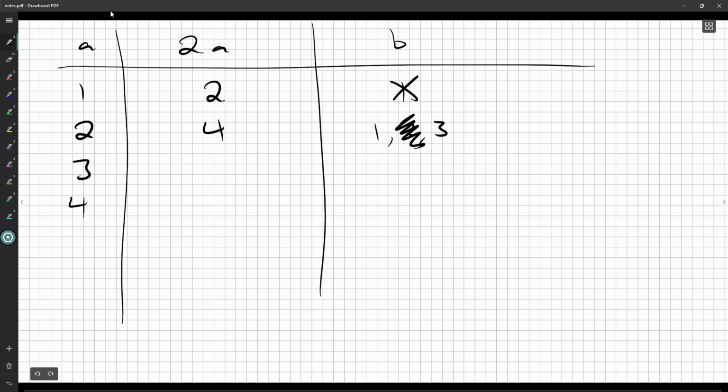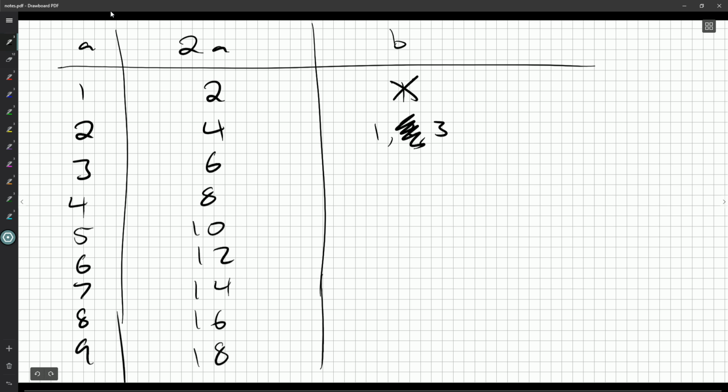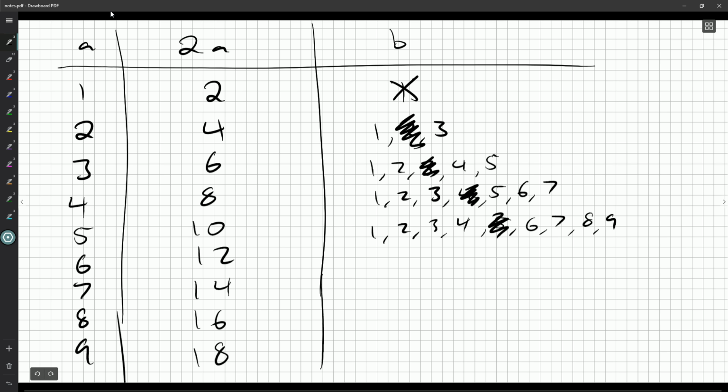So A is 3, 4, 5, 6, 7, 8, and 9. So 2A is 6, 8, 10, just filling in the values. And then what can B be? 1, 2, 3, 4, 5, but not actually 3. 1, 2, 3, 4, 5, 6, 7 is less than 8, but it can't be 4. 1 through 9, but it can't actually be 5. And you might say 1 through 11, and you can't be 6.